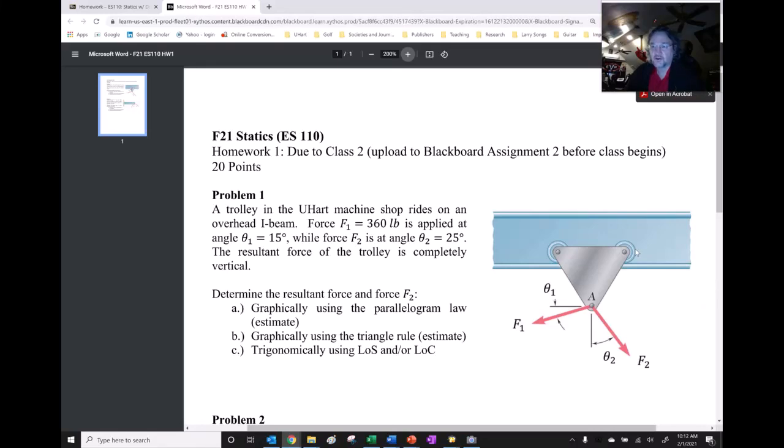Okay, so here is my attempt at homework 1. Hopefully this video won't be very long. So there's problem 1. We have a trolley at the Hugh Hart machine shop, and it rides on this overhead I-beam. And the force at 1, let's see, as I'm writing this down, I'm going to write these down onto my sheet.